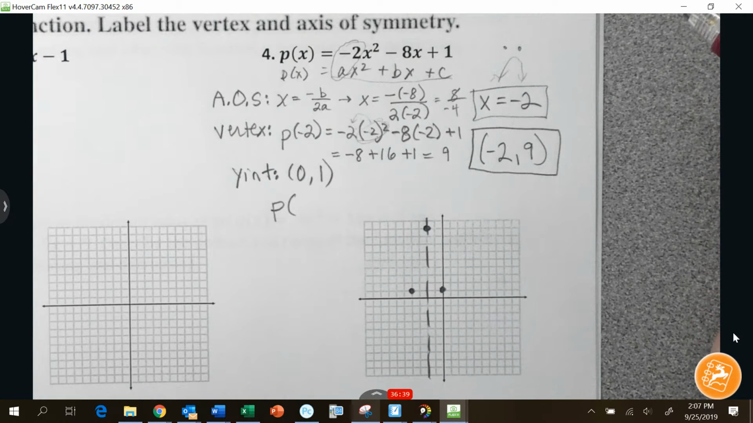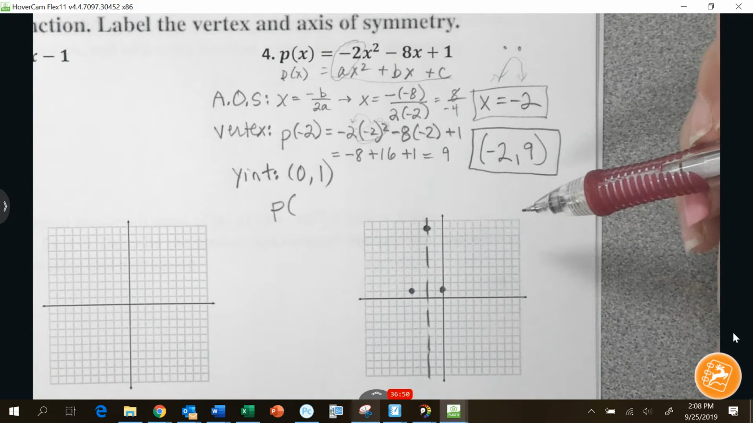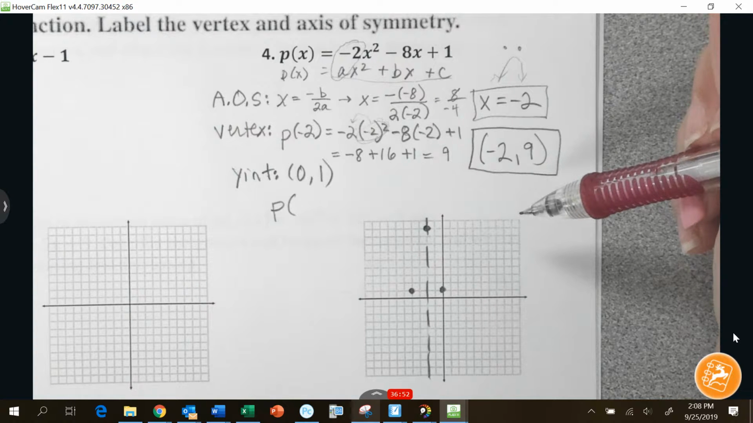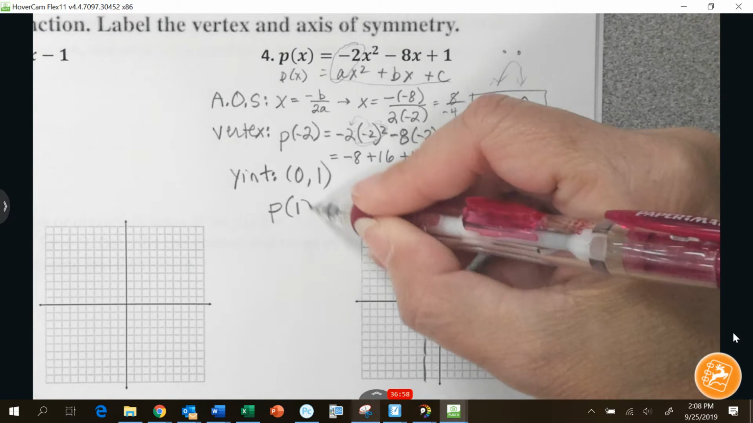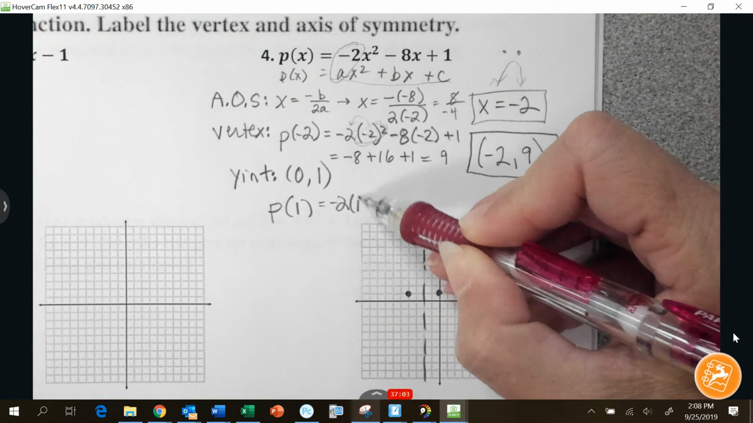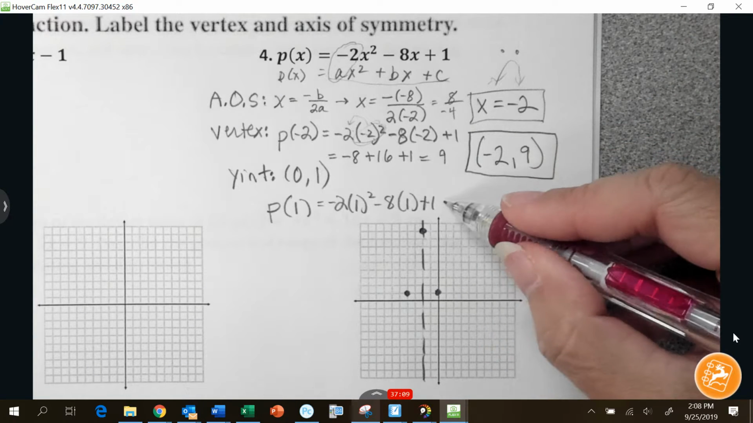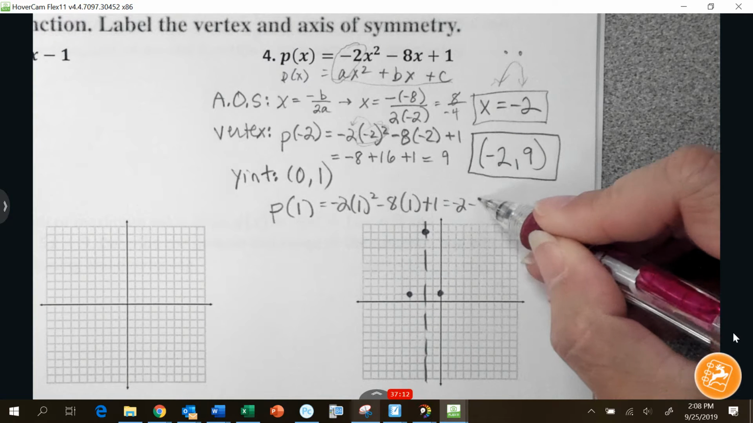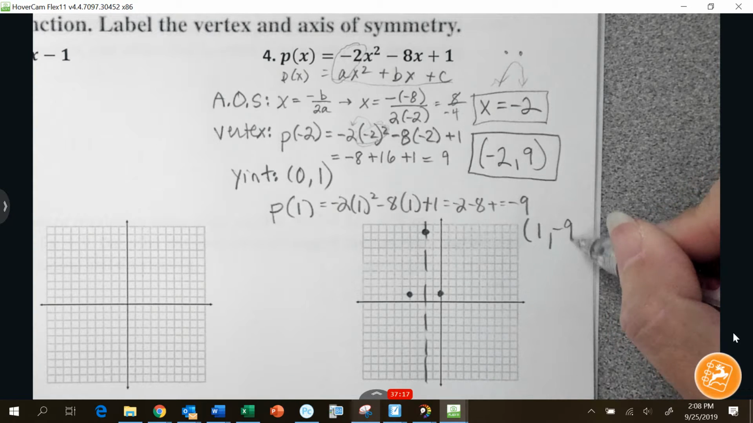Alright, so now what we're going to do is find one more point, which hopefully will give us 2 more points because we need a total of 5 points. What number should I plug in? Out of all those choices, I feel like 1 sounded the easiest to plug in. But you can plug in 2 if you want, but it's probably going to be way off your graph. So I'm going to get negative 2 minus 8 plus 1, which is negative 9. So 1, negative 9 is another point.